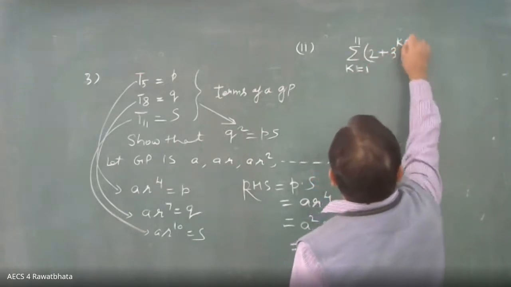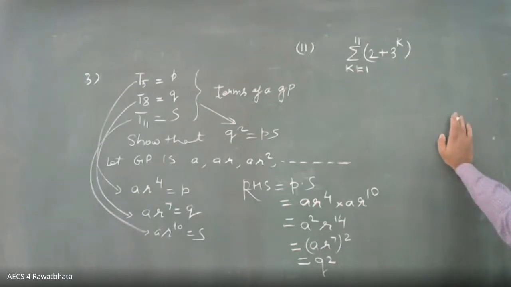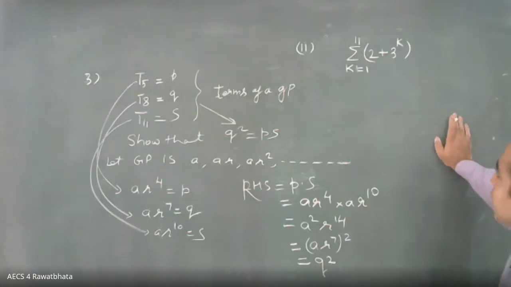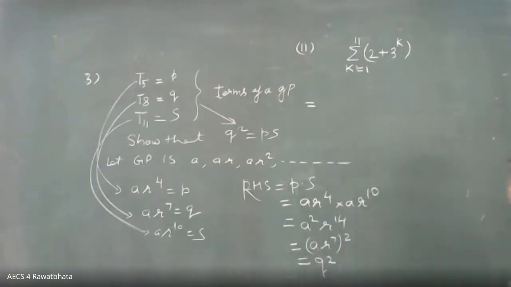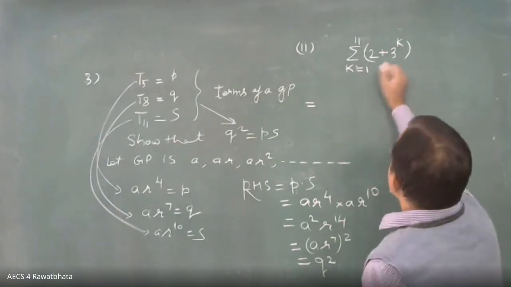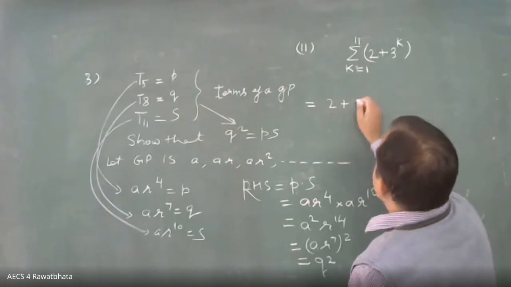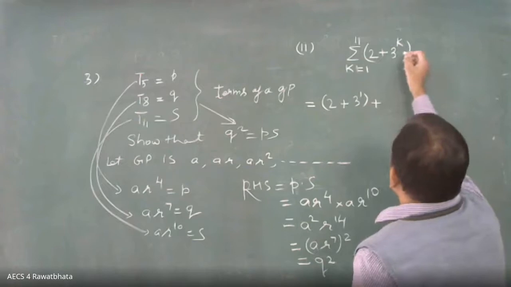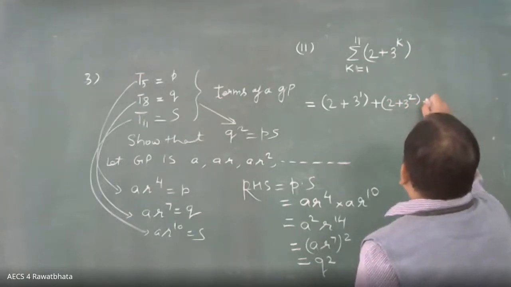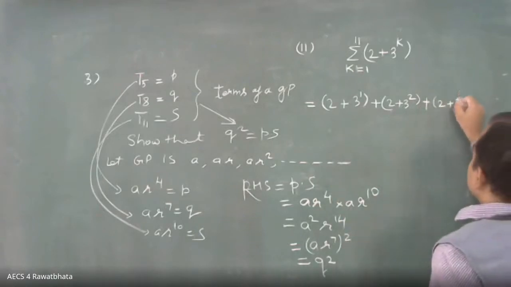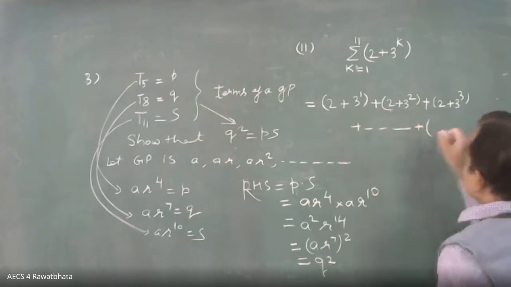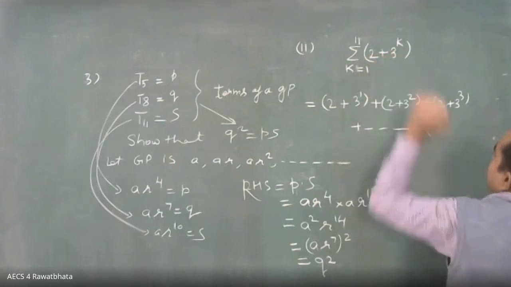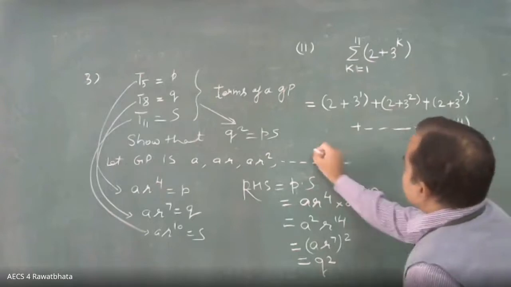Raised to power k, what do I have to do with this? I have to evaluate it. I hope students you know the meaning of summation notation, that if you expand it, you'll get a series of terms. First term you'll get by putting k equal to 1, 2 as it is, because there is no k with 2, and 3 raised to power 1. Then plus, increase the value of k by 1, k will become 2 now, so you'll get 2 plus 3 raised to power 2. Similarly, plus 2 plus 3 raised to power 3, etc. And the last term, you put the maximum value of k, so you'll get 2 plus 3 to power 11, and this you have to simplify.